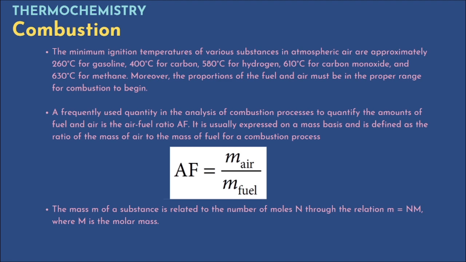A frequently used quantity in the analysis of combustion processes to quantify the amounts of fuel and air is the air-fuel ratio, AF. It is usually expressed on a mass basis and is defined as the ratio of the mass of air to the mass of fuel for a combustion process, which is shown on the screen. The mass m of a substance is related to the number of moles N through the relation m equals N times M, where M is the molar mass.